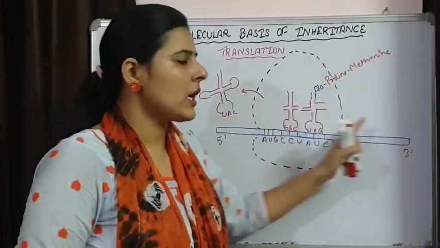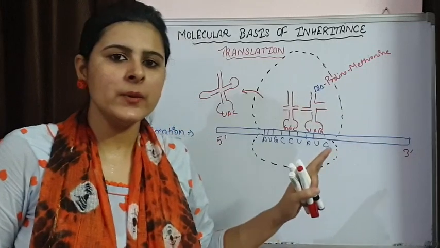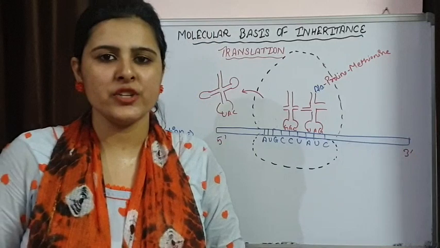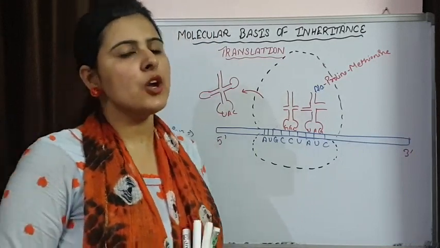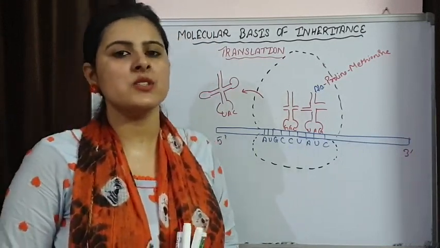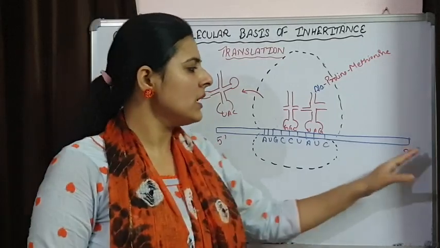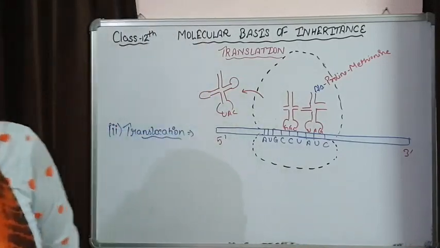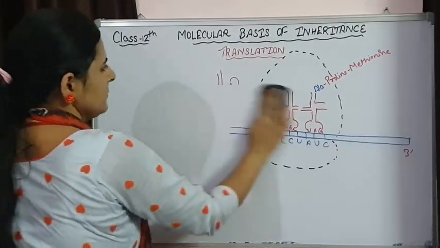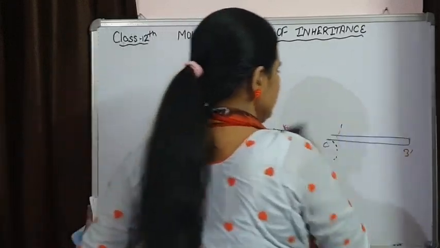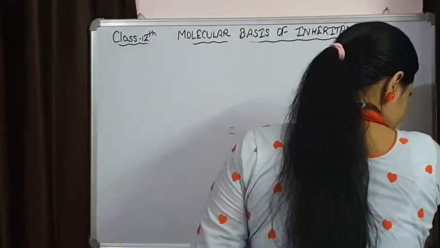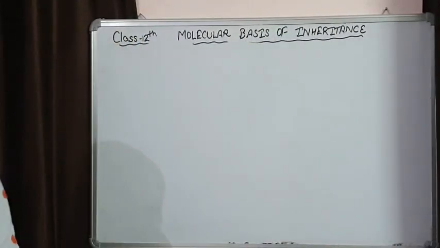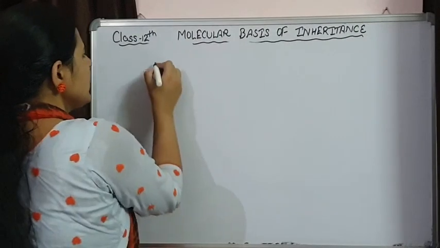And the process continues up to where? Up to the point at which there is signal of termination present, and the signal of termination will be provided by the stop codons that will be present on the 3' end of the mRNA. So let's talk about the process of termination. The last step is termination.